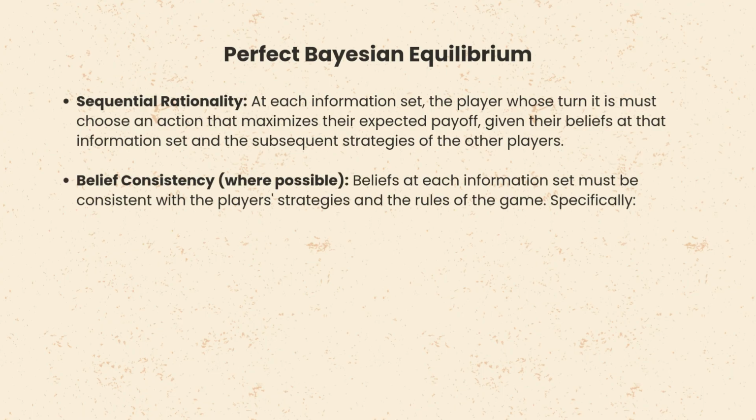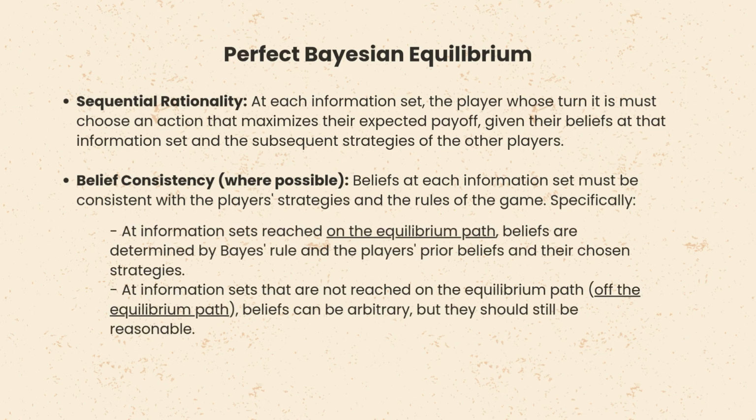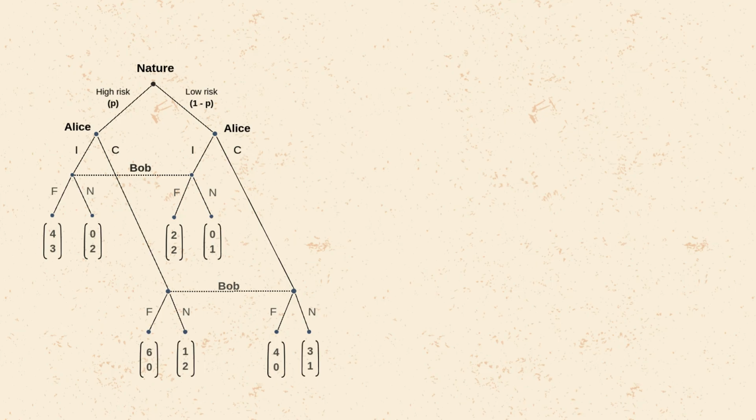Belief consistency. Where possible, beliefs at each information set must be consistent with the player's strategies and the rules of the game. Specifically, at information sets reached on the equilibrium path of play, beliefs are determined by Bayes' rule and the player's prior beliefs and their chosen strategies. At information sets that are not reached on the equilibrium path, or off the equilibrium path, beliefs can be arbitrary, but they should still be reasonable. Alright, let's now focus on our example.